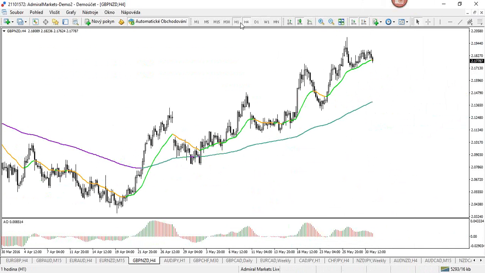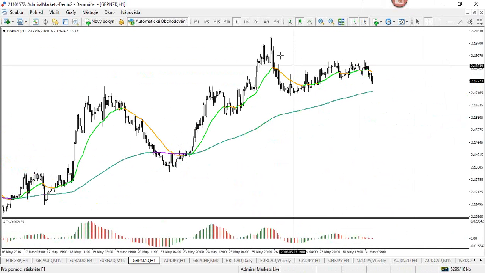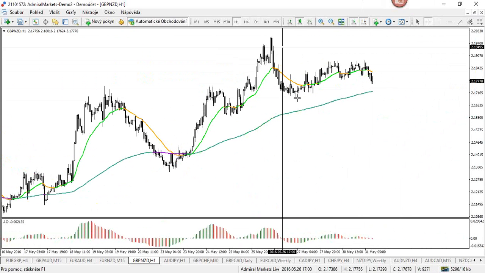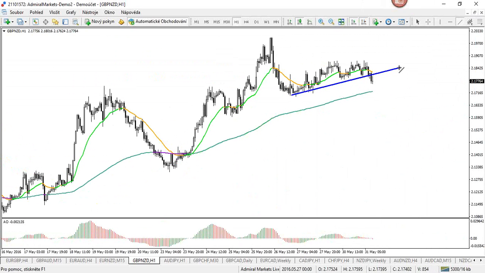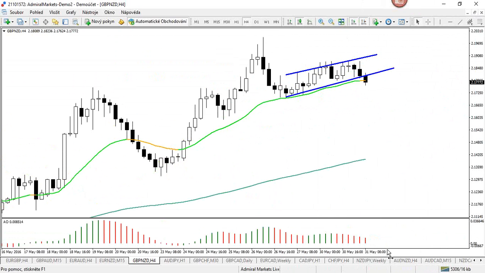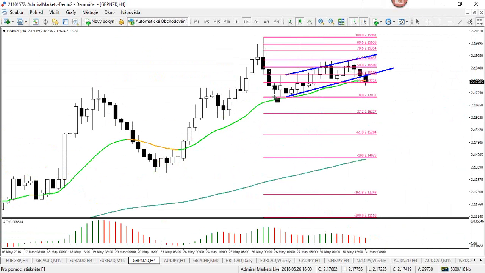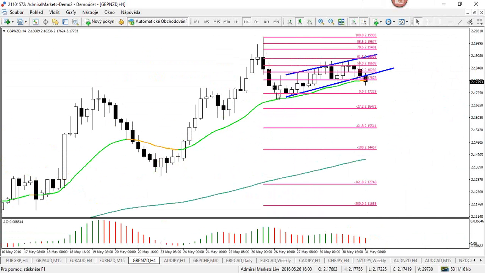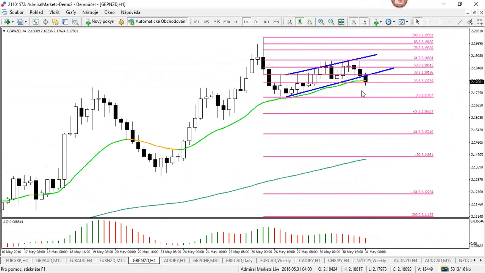Pound New Zealand, like Pound Aussie, is making a reversal as well, I think. Looks like a channel that's being broken. So if you get a 4-hour candle below this channel with a close near the low, I think it could be a reversal trade that's worth thinking about, with the target at minus 61.8, stop loss above this top. It's a big stop loss, big target too.